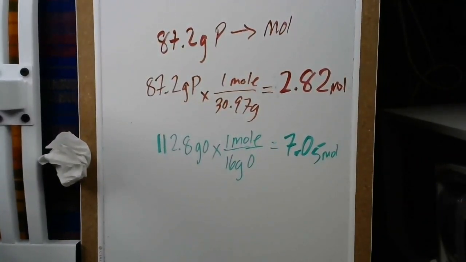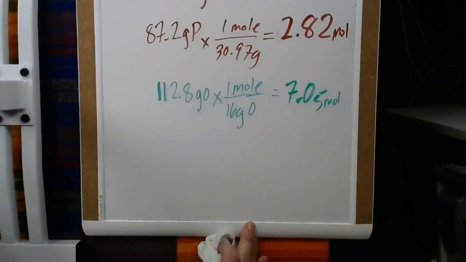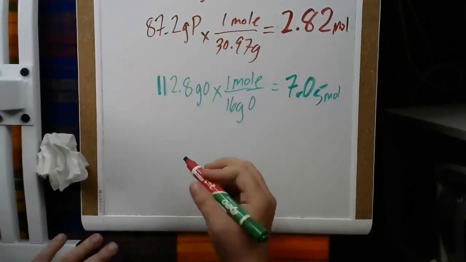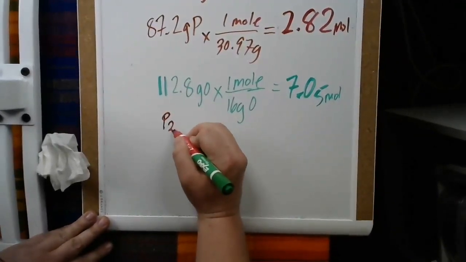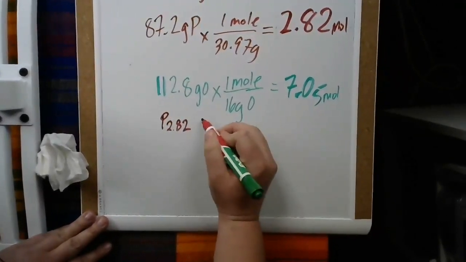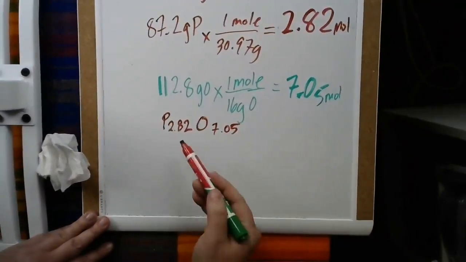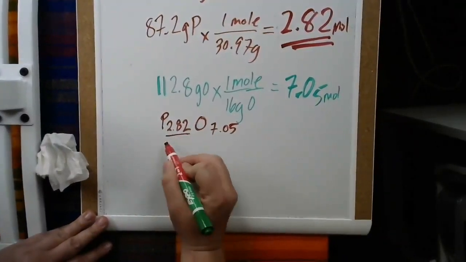So when we're doing empirical formulas, our next step after we get our mole values is that we're going to write our pseudo formulas. So that'll leave us with P 2.82, O 7.05, and we're going to divide both of these values by the smaller of the two numbers.